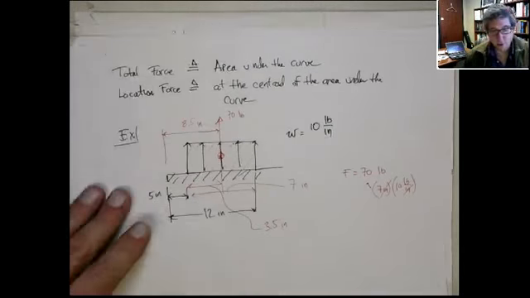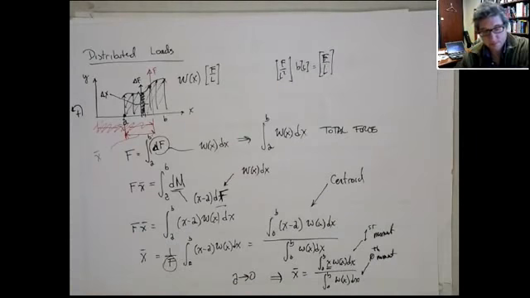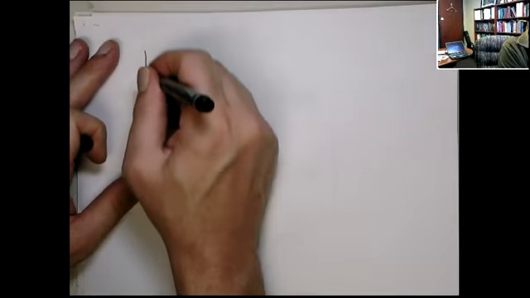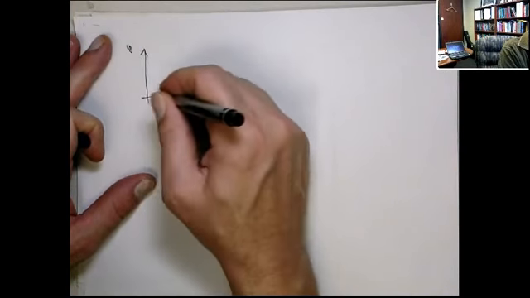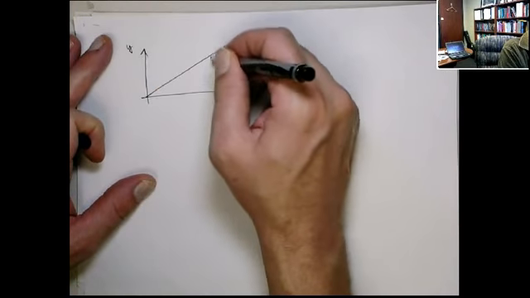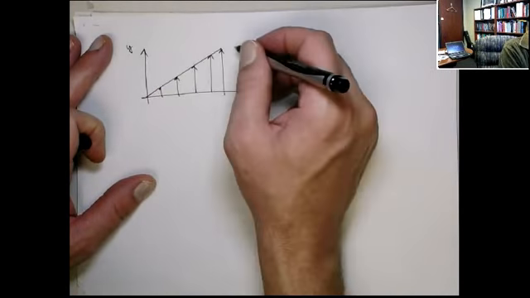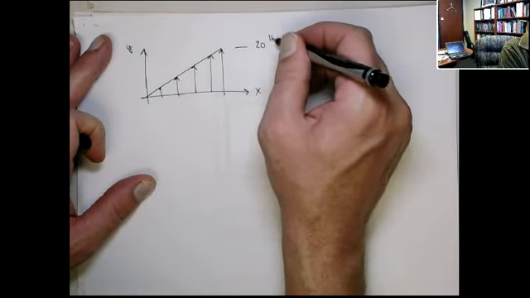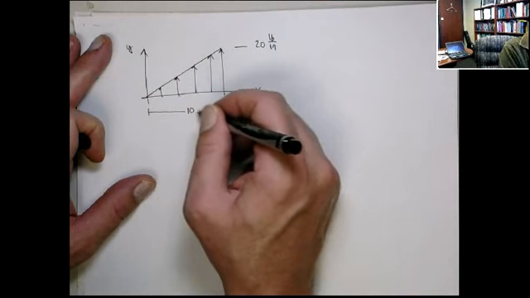Okay, let's do other ones. The next most common one you see is a linear distribution. Well, actually, let's do a triangular distribution first. So let's imagine the distributed load goes as follows. A lot of times it says this peak load here is 20 pounds per inch. Let's say this line here is 10 inches.